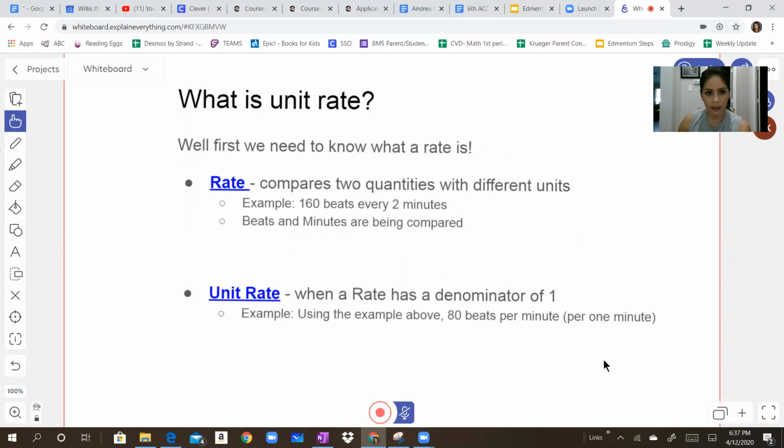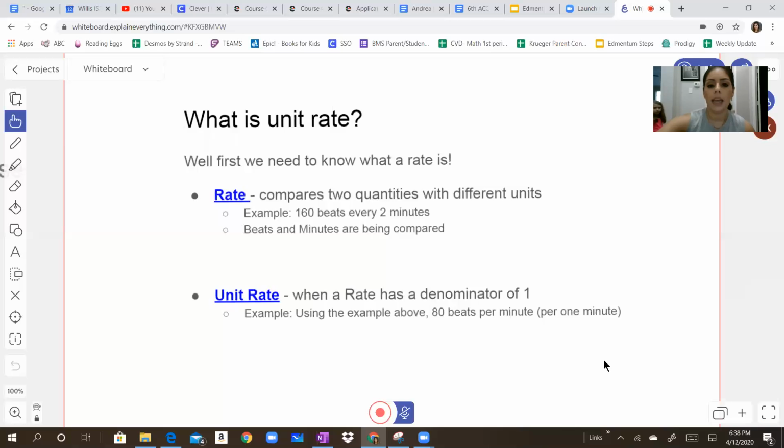To break the vocabulary down further, what is unit rate? Well, first we need to know what rate is. Rate compares two quantities with different units. For example, 160 beats every 2 minutes. In this case, we're comparing beats in minutes. So unit rate, we tack that word unit in front of rate. It's when a rate has a denominator of 1. For example, using the example above, 80 beats per minute, or per 1 minute. So 160 beats every 2 minutes, but if I want to know unit rate, that means I want to know how many beats per minute.